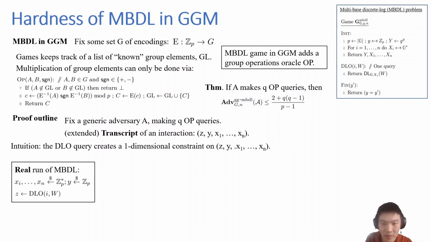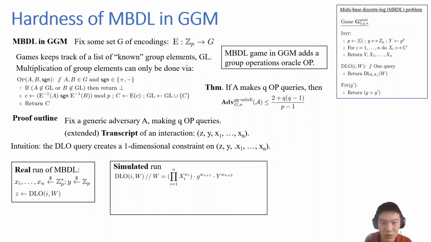And consider a real run of MBDL. First, we'll sample these small exponents x1 to xn, and then we'll sample the target Y, and we'll compute the discrete log honestly, given some index i and group element w. And we'd like to argue that Z and Y here are independent. But as written here, they're obviously not independent, and they could have a correlation because w here could correspond to the element generated by computing multiplication, for instance, of x's and Y's. So let's move to a simulator run, in which we can argue this more easily.